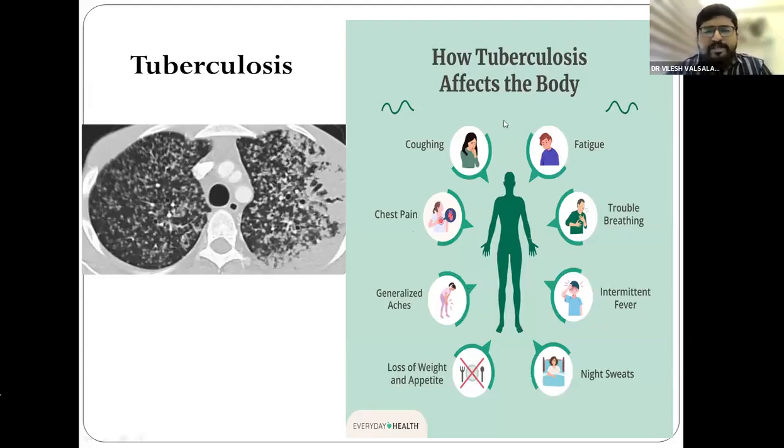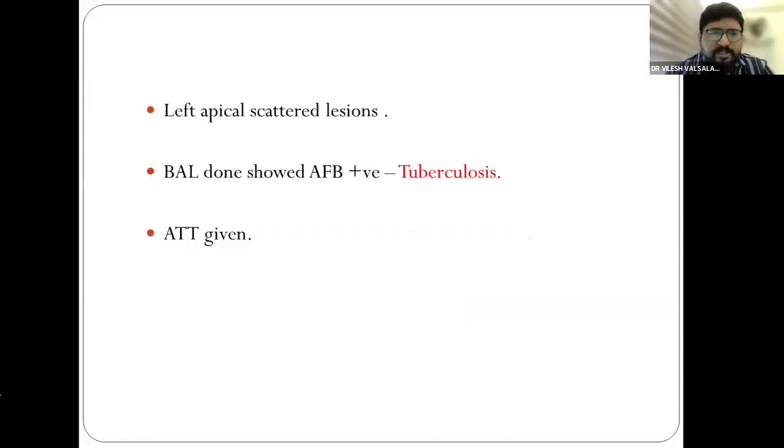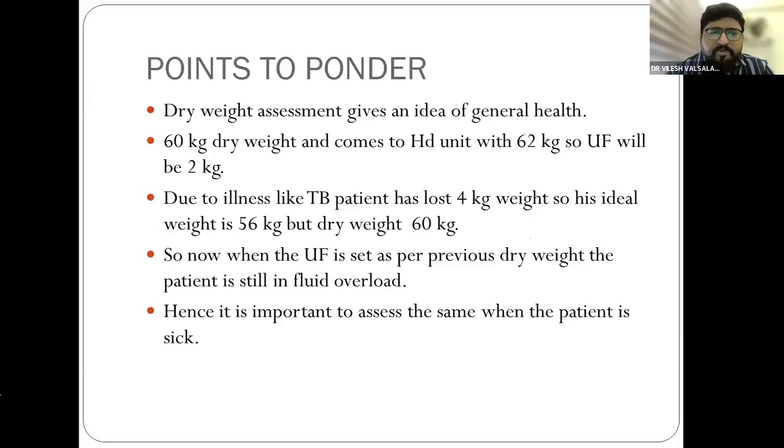So this all can be a part and symptom complex of the disease tuberculosis. When the left apical scattered lesions were seen, bronchoalveolar lavage was done, which showed acid-fast bacilli positive, so that was termed as tuberculosis, and the patient was given anti-tuberculous treatment for the course of 6 months. So what are the points we learned from this case?